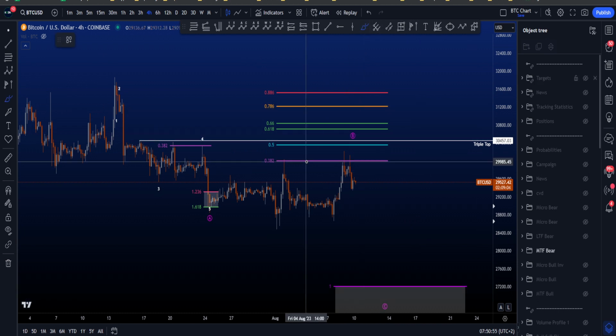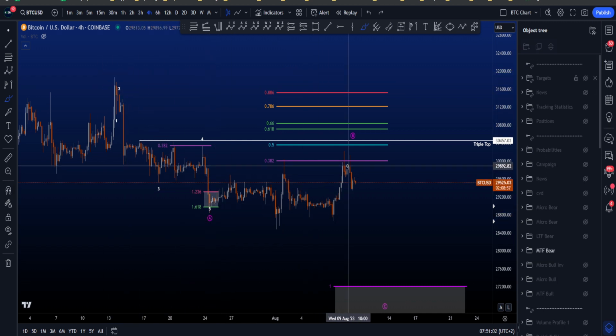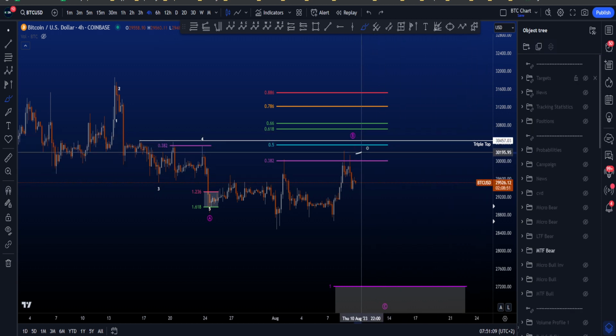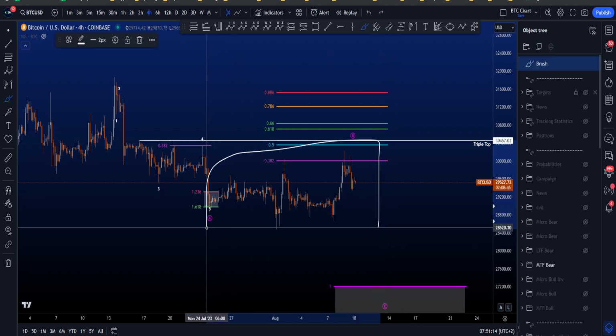Now for a wave B, the 382 is a minimum target from a Fibonacci standpoint, taken from the high to the low of A, but if price goes towards the upside, it is still very valid for a wave B, where we also have that triple top at 30.4k for then maybe a liquidity grab and a move towards the downside. However, will we reach that high?